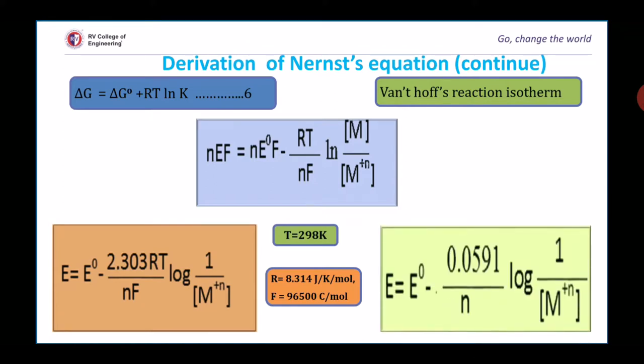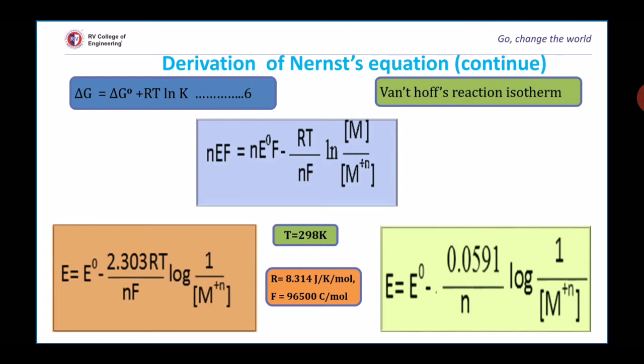E is equal to E naught minus 0.0591 divided by n log of 1 over metal ion concentration. This Nernst equation is useful in calculating the potential of an electrode and EMF of a cell at any temperature and concentration. Knowing the potential of the electrode, the concentration of the reactant can be calculated. The concentration of a solution in the galvanic cell is also measured by using the Nernst equation. With the help of the Nernst equation, we can calculate the pH of an unknown solution by measuring the EMF of a cell also.